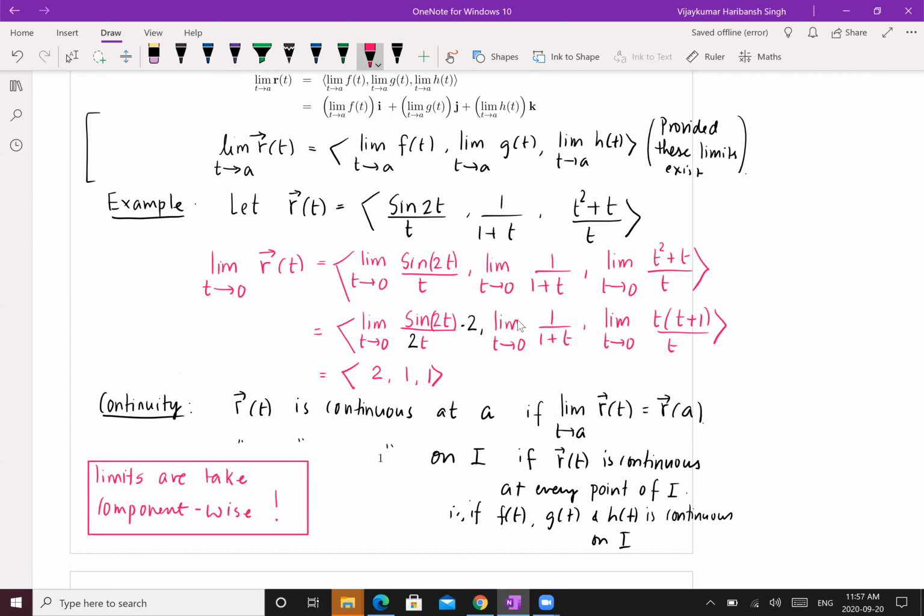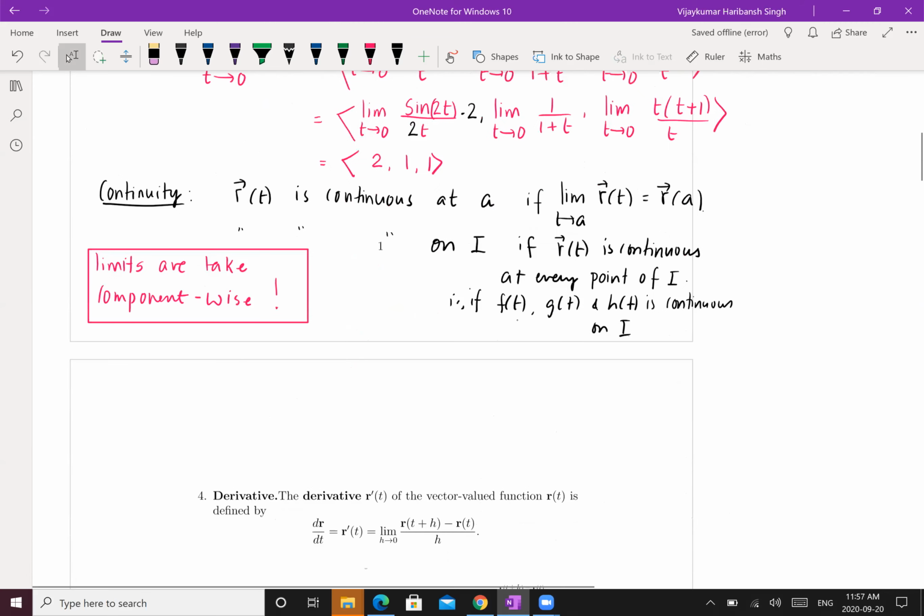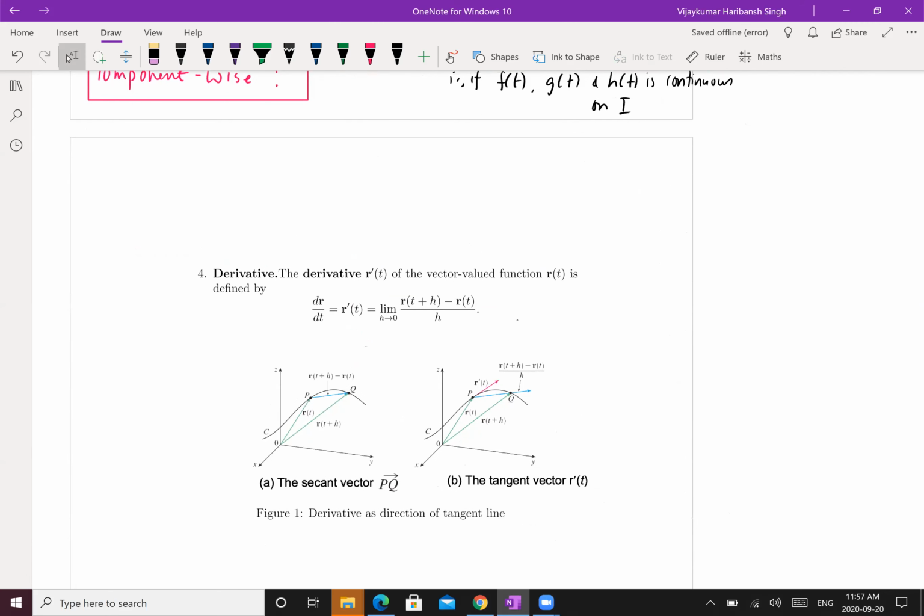Okay, so this is an important idea, that you're doing things component wise. Now let's move on to the next part of the discussion. This is about continuity. Sorry, this is about differentiability. We want to talk about the derivative.